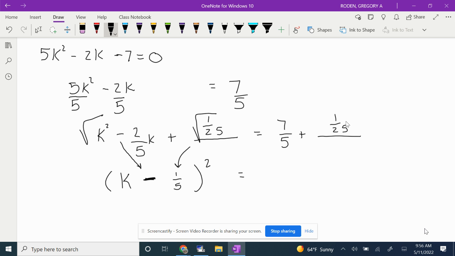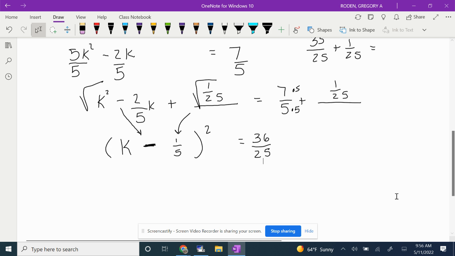Here, you got to get a common denominator. What's the common denominator between 7/5 and 1 over 25? 25. So we got to multiply this top and bottom by 5. Okay, see that? So this is going to be 35 over 25 plus 1 over 25. What's that going to be, class? 36/25. That's a really nice fraction. Questions? Because I can square root it. See that? 36 and 25 are perfect squares.